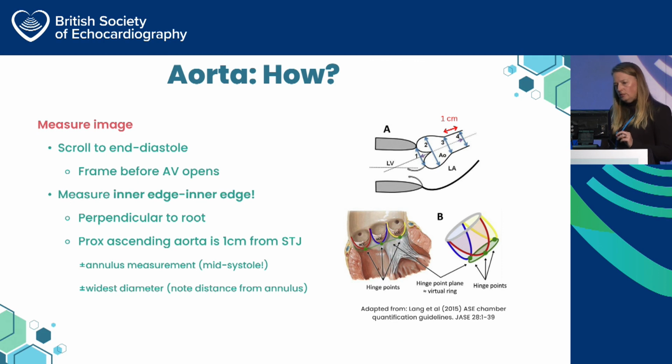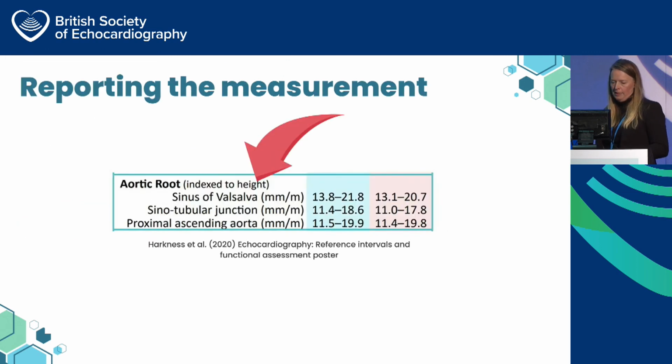One thing to point out is if you're measuring the annulus of the aortic valve, that is not done at end diastole. It is done in mid-systole, okay? So make sure you do that at the right point in time. I've mentioned about the widest diameter. So reporting the measurement, there are slightly different values for males and females, but they're like a millimetre difference. So it's not hard to remember what those guidelines are. And remember that it's indexing for height, not body surface area.